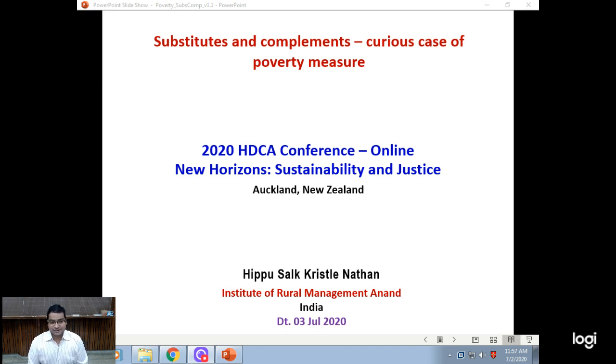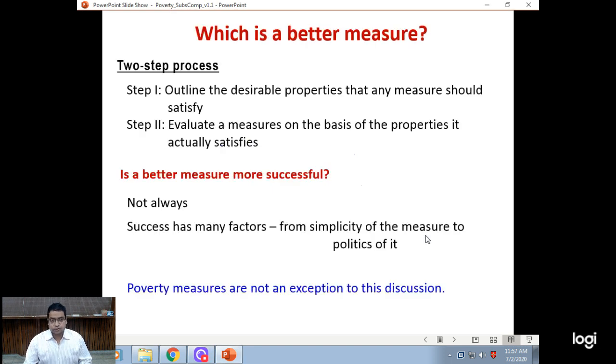I'm going to present a paper in front of all of you that is titled Substitutes and Complements, Curious Case of Poverty Measure. When you talk of any measurement exercise or any indicator development, we face the dilemma among the various measures of deciding which is the better measure.